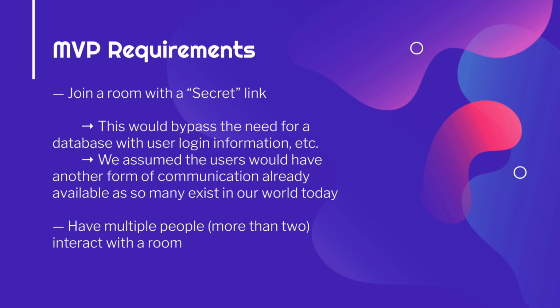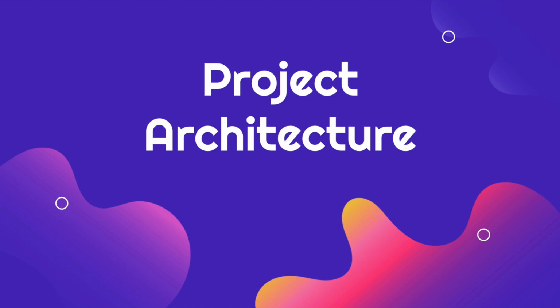We decided that users would join a meeting room via a secret link, a URL only accessible to those who were given the link. Using this secret link would bypass the need for a login system, which would have required a database and more backend configuration. Furthermore, to successfully complete our MVP, we required that multiple people must be able to interact with each other in a meeting room. With all this in mind, we moved on to building this basic functionality.